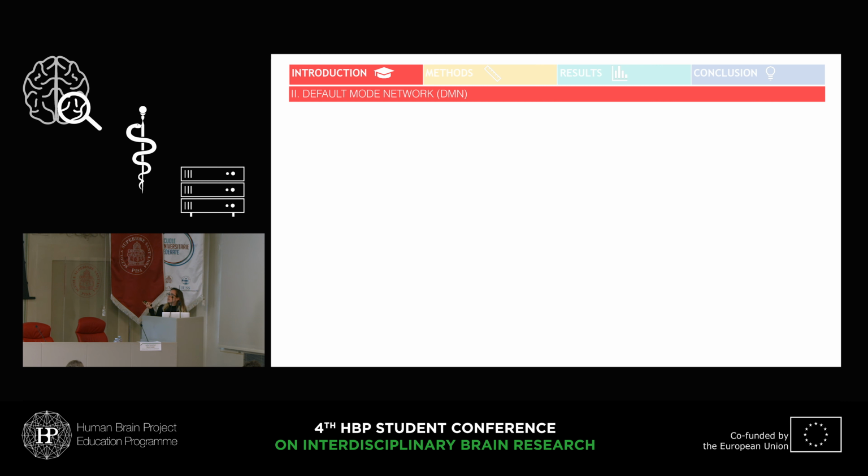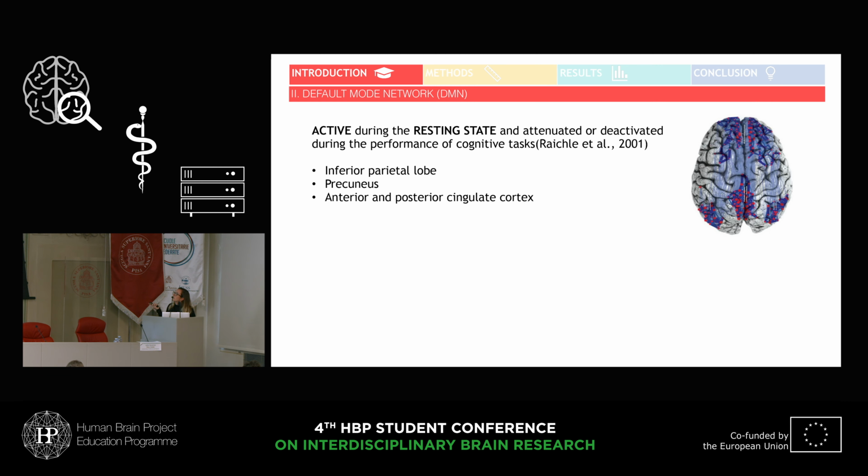Also, it's important to know what the default mode network is. It's a network in the brain that is active during resting state and attenuated or deactivated during the performance of cognitive tasks. We can find this network around the inferior parietal lobe, precuneus, and anterior and posterior cingulate cortex. So here you have a representation.